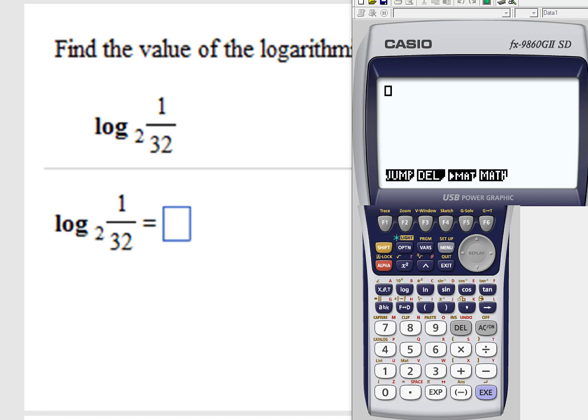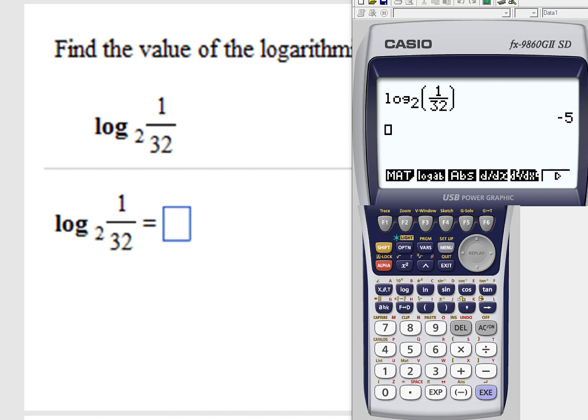Okay, so I'm going to press Math F4. You see math at the bottom of the screen, and then you see log AB. I made the screen a little bit bigger so it's not lined up with the buttons, but that would be above F2. So there we go. Log base 2 of 1/32, and it gives me -5.